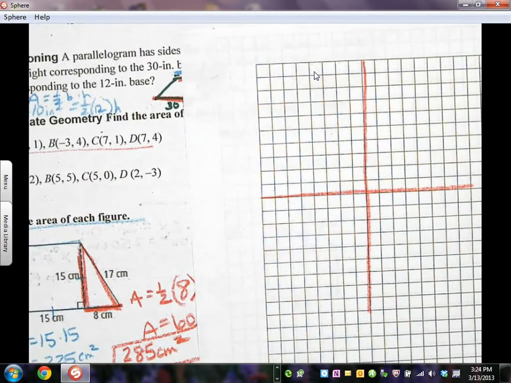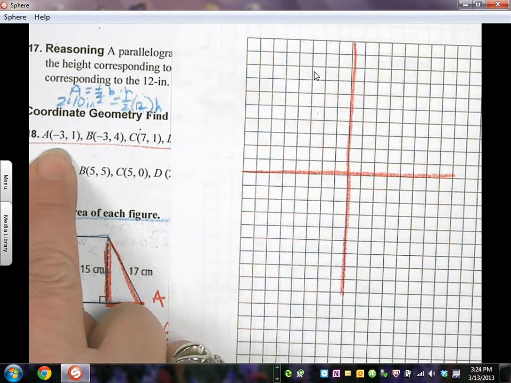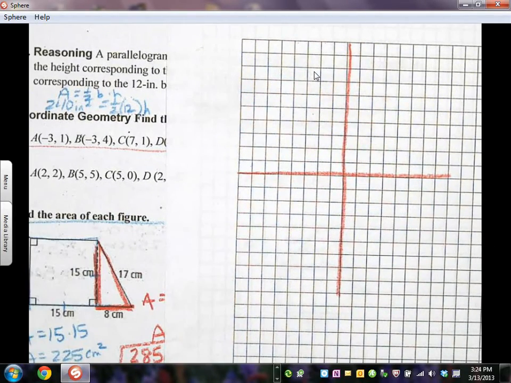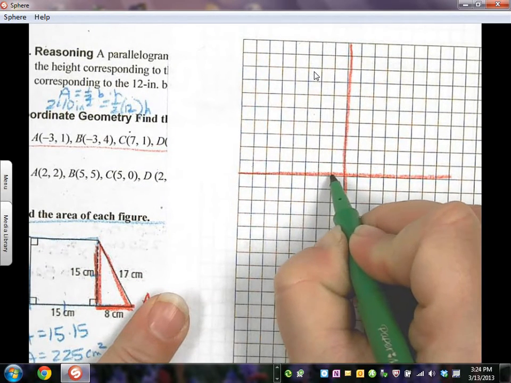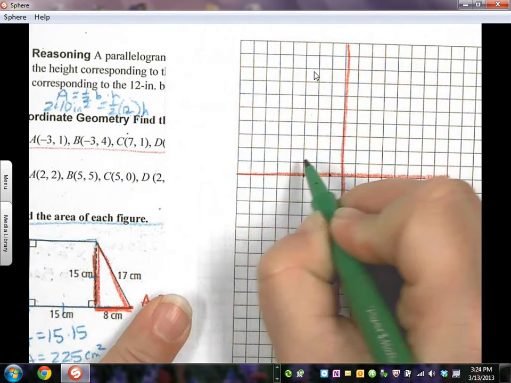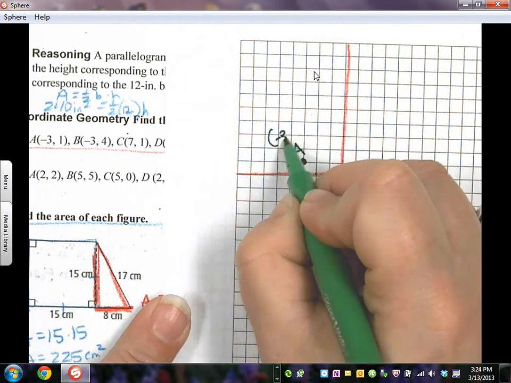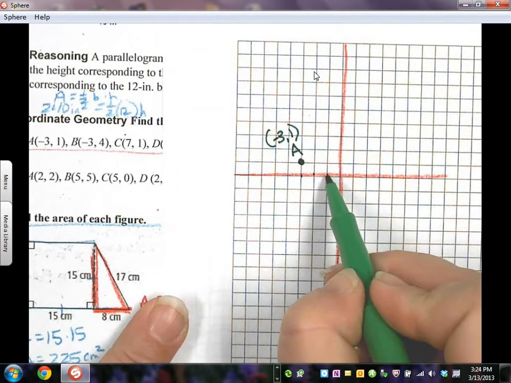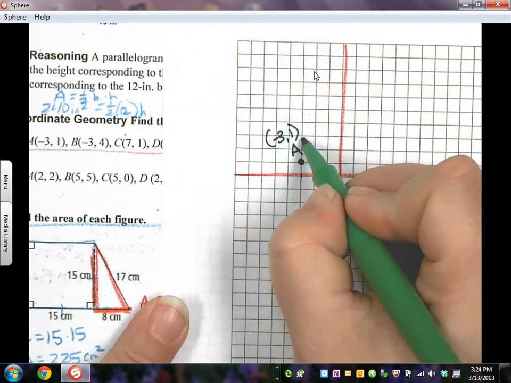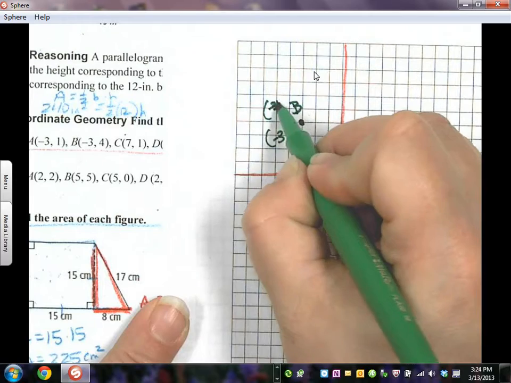Okay, now looking at my plane, my ordered pair is -3, 1. So I have to go to the -3 spaces: 1, 2, 3, and up 1. Right here is this point A, and it's -3, 1. Then I have B, which is -3, then up 4: 2, 3, 4. So right here, that's B, and it's -3, 4.